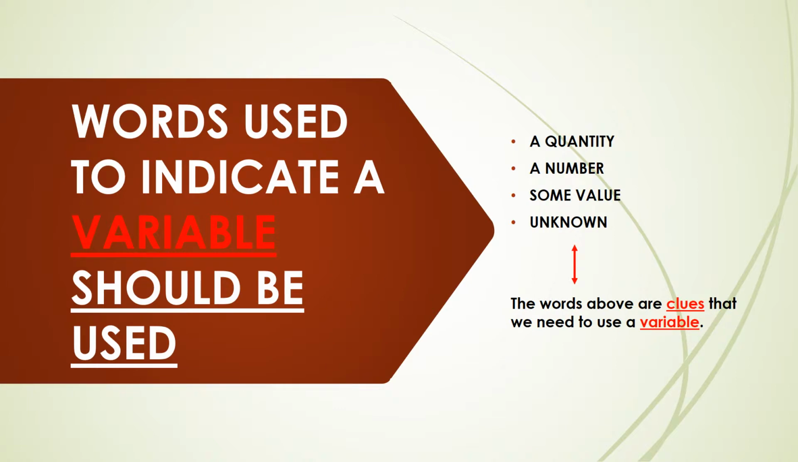First thing, you notice there's no numbers. There's no constant like 22 or -7. But you'll see words like a quantity or a number or some value or unknown. And those are all clues that tell you that we're going to use a variable.